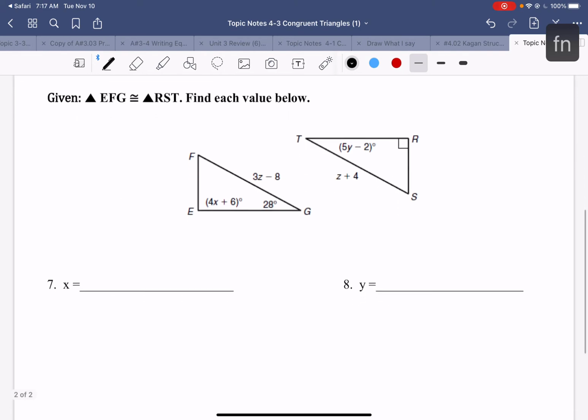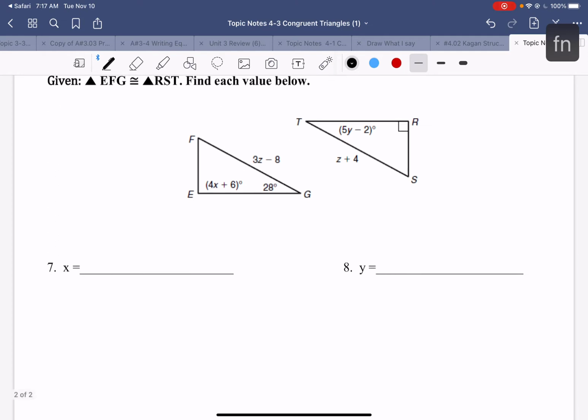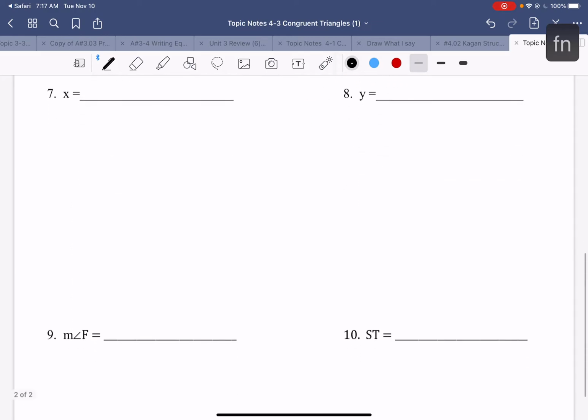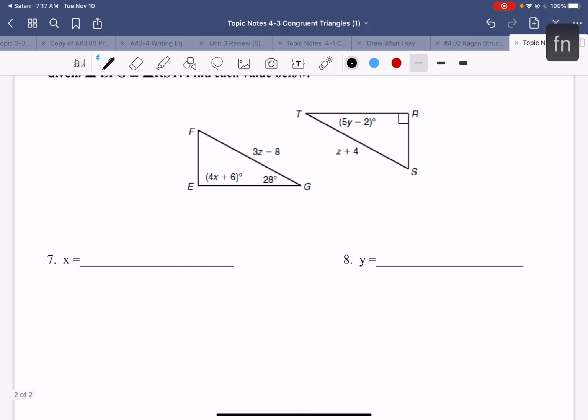Triangle EFG is congruent to RST. Find the value of each below. We want to find x and y, and then angle F and line ST. First we're going to start with x.